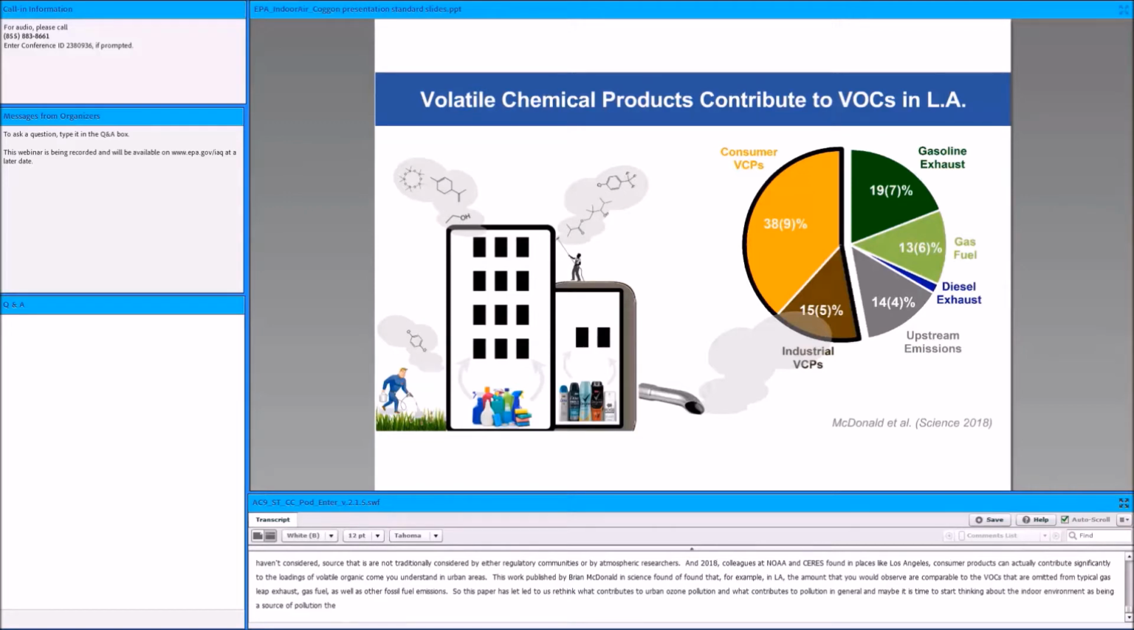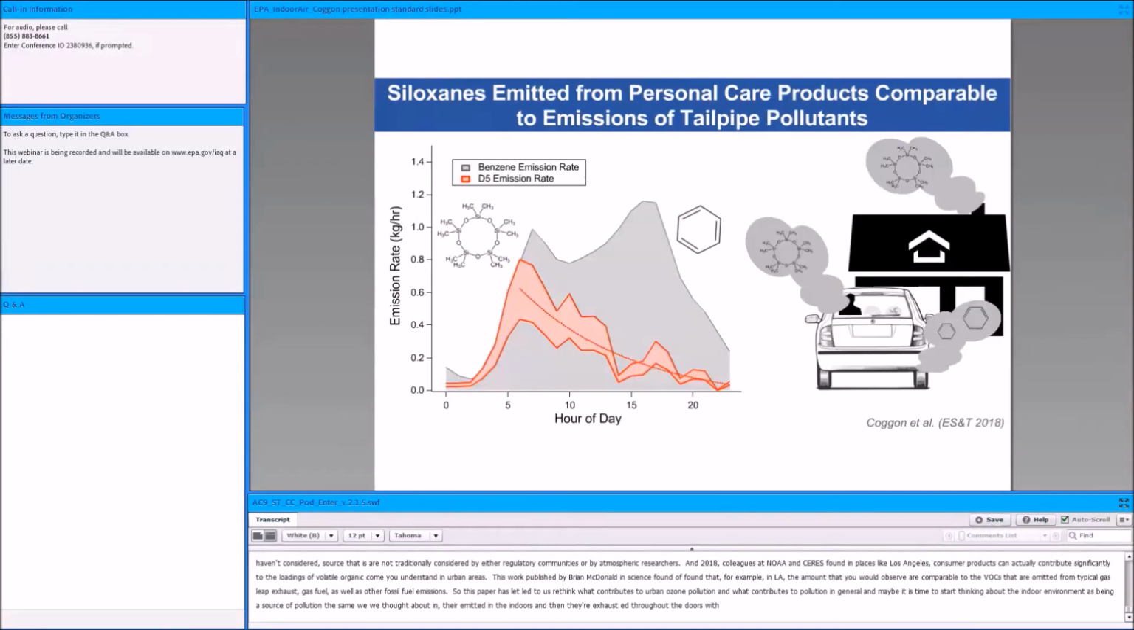Most of these consumer products are emitted in the indoors, and then they're exhausted to the outdoors through homes exchanging air with the outdoor environment. Now, this isn't something that's only been observed in places like Los Angeles. We've actually observed this in other cities as well, small cities like Boulder, Colorado, where we do a lot of our work. For example, in 2018, we published a paper where we show that there are specific markers emitted from consumer products that help us to constrain the emissions of things like personal care products.